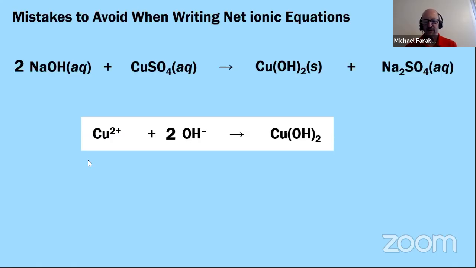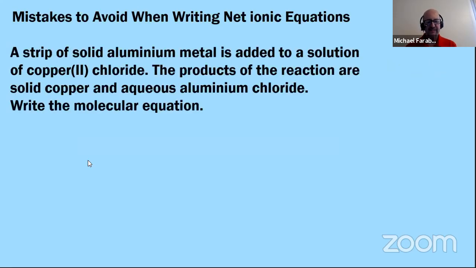Here's another example of mistakes to avoid when writing net ionic equations. I have a different reaction for you. It says a strip of solid aluminum metal or aluminium metal is added to a solution of copper 2 chloride. The products of the reaction are solid copper and aqueous aluminium chloride. So we have to look at aluminum or aluminium reacting with copper 2 chloride. So there's the correct formula, and that's a solution of, so it's aqueous.